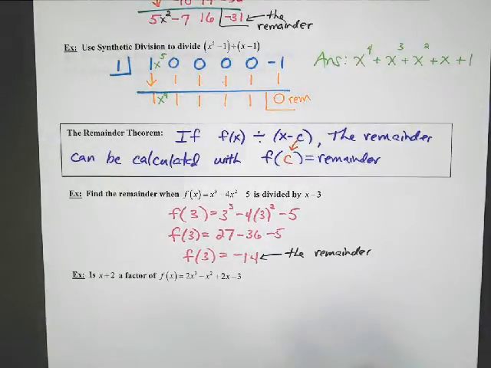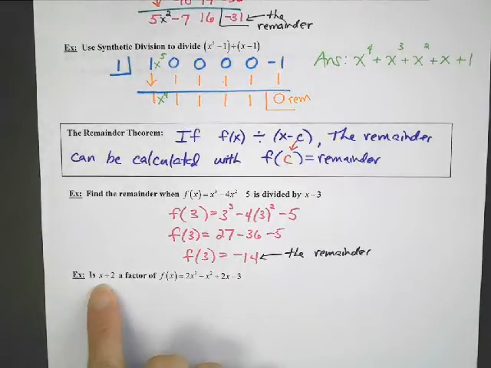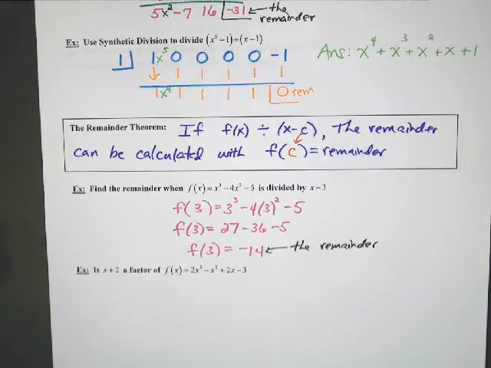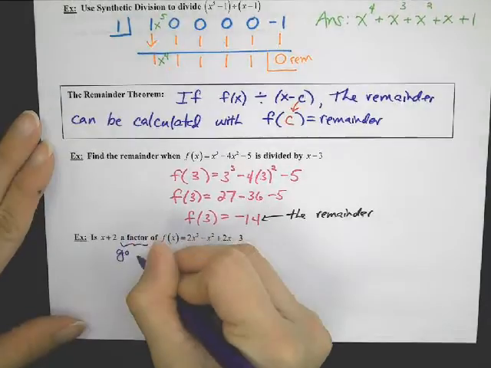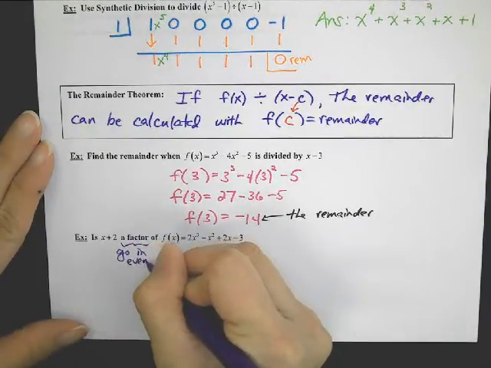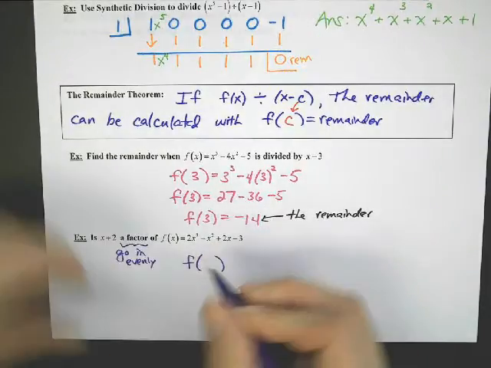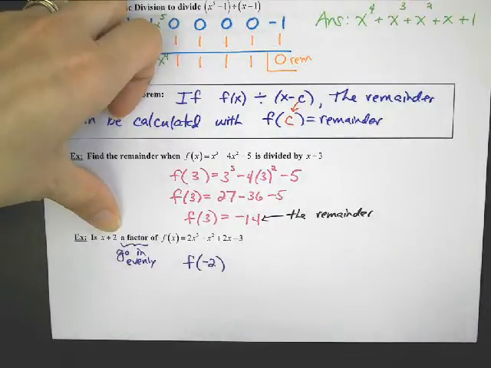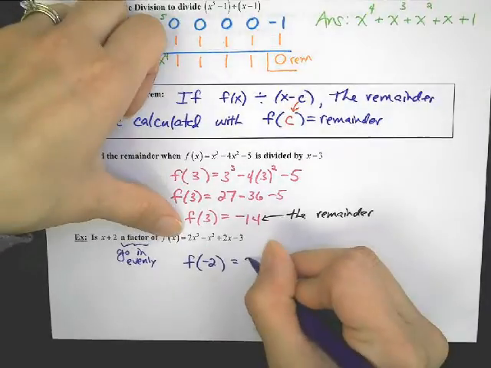Okay, another way that someone might ask you to do this work is by saying, is x plus 1 a factor? Is it a factor? Well, if it's a factor, then it's going to go in evenly. Okay, factor means go in evenly. All right, well, let's see. Let's calculate f of negative 2. And what I'm hoping for is a 0. I don't want any remainder. So let's see what we get here.